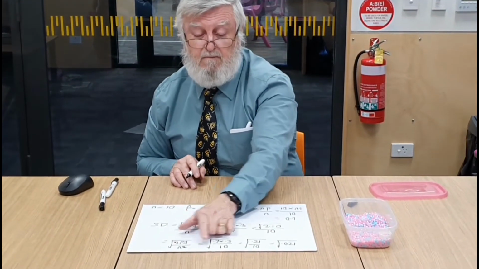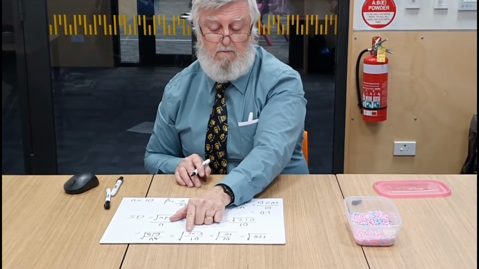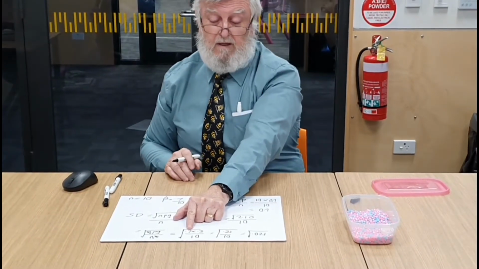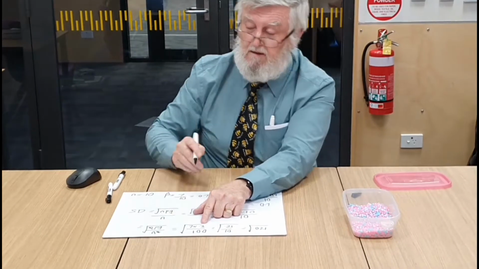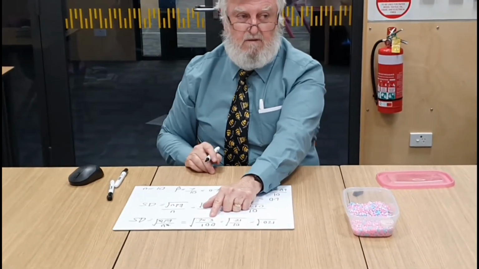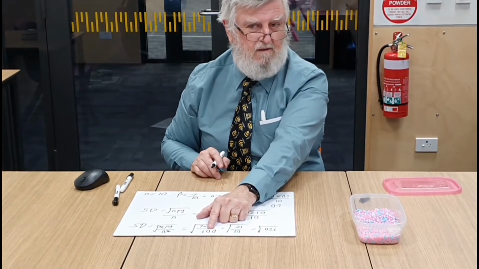What happens if, instead of 10, I picked 100? So if I've got 0.7, say I picked 100 and I got 70. That's still 0.7. That's still 0.3, and that becomes a 100. This is called the standard deviation. 100's more reliable than 10.